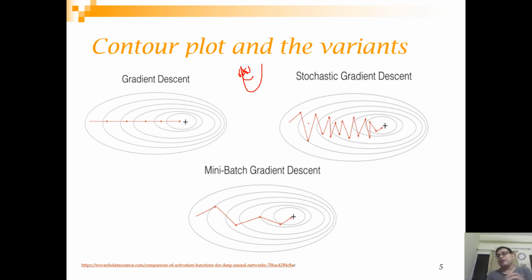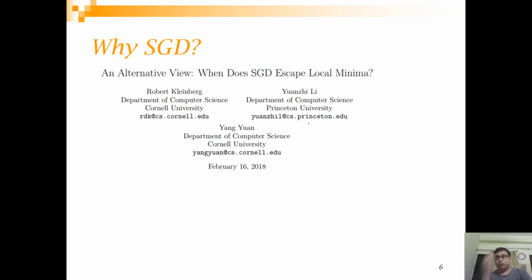Now one question that will come to your mind is, gradient descent looks so smooth, so why do we really need to study any other gradient descent method? So let us give one of the recent papers. This is a 2018 paper, as a reference.